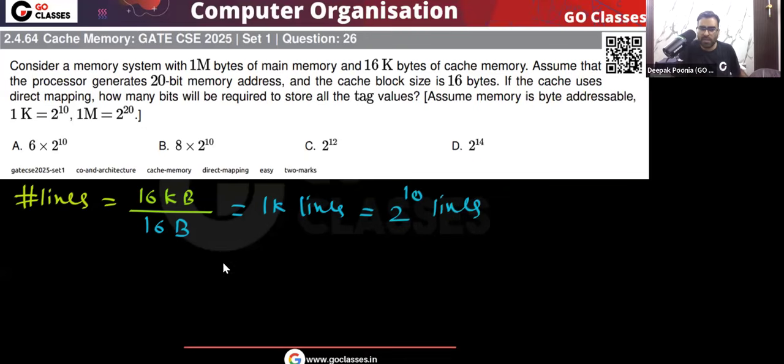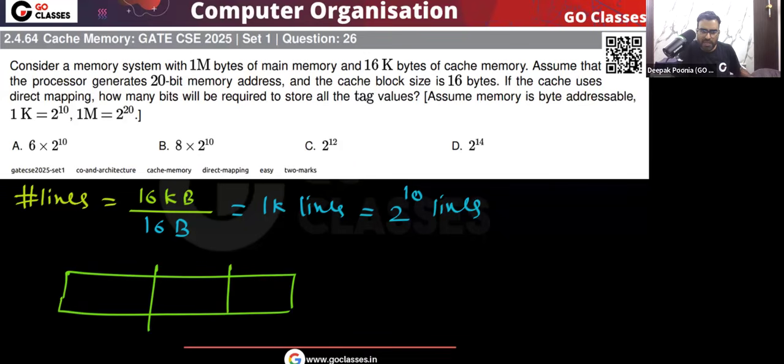Now we need to find corresponding to every line how many tag bits we need. So you see in an address how many tag bits are required, because in a direct mapped cache, the physical address you can divide into three parts. You can see these are the three parts: tag, index, and offset. This index means line index.